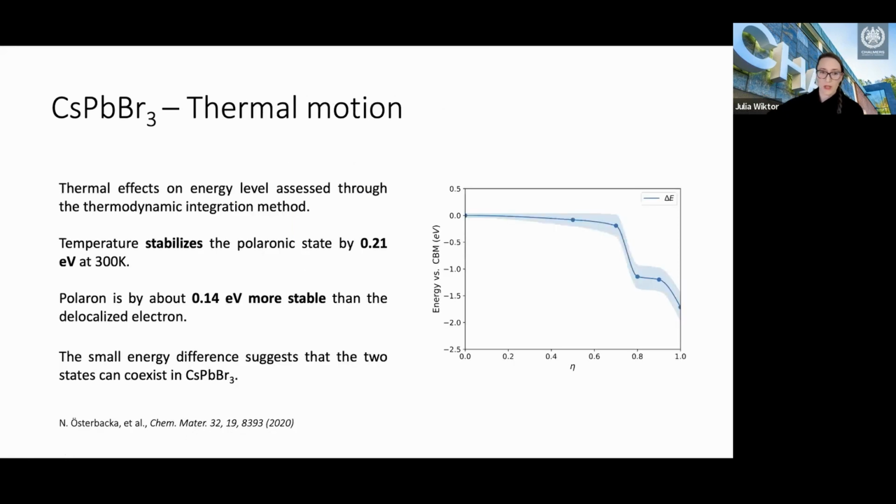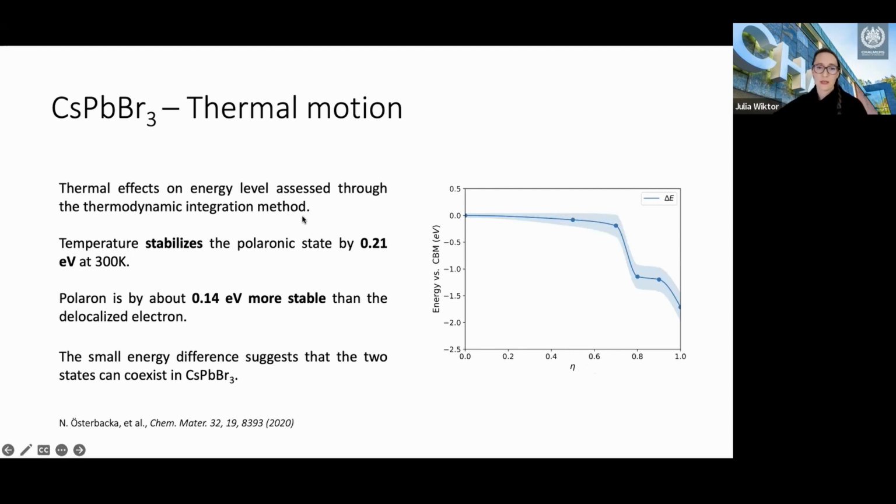So to look at what happens at room temperature, we perform thermodynamic integration calculations, which now give us free energy differences. But to have this difference, we need to connect our two systems, with a polaron and with the delocalized electron, which we do by a fractionalization of the charge, which is plotted here. And then we have energy versus conduction band minimum in this plot, which we can then integrate and get the room temperature stability of a polaron.